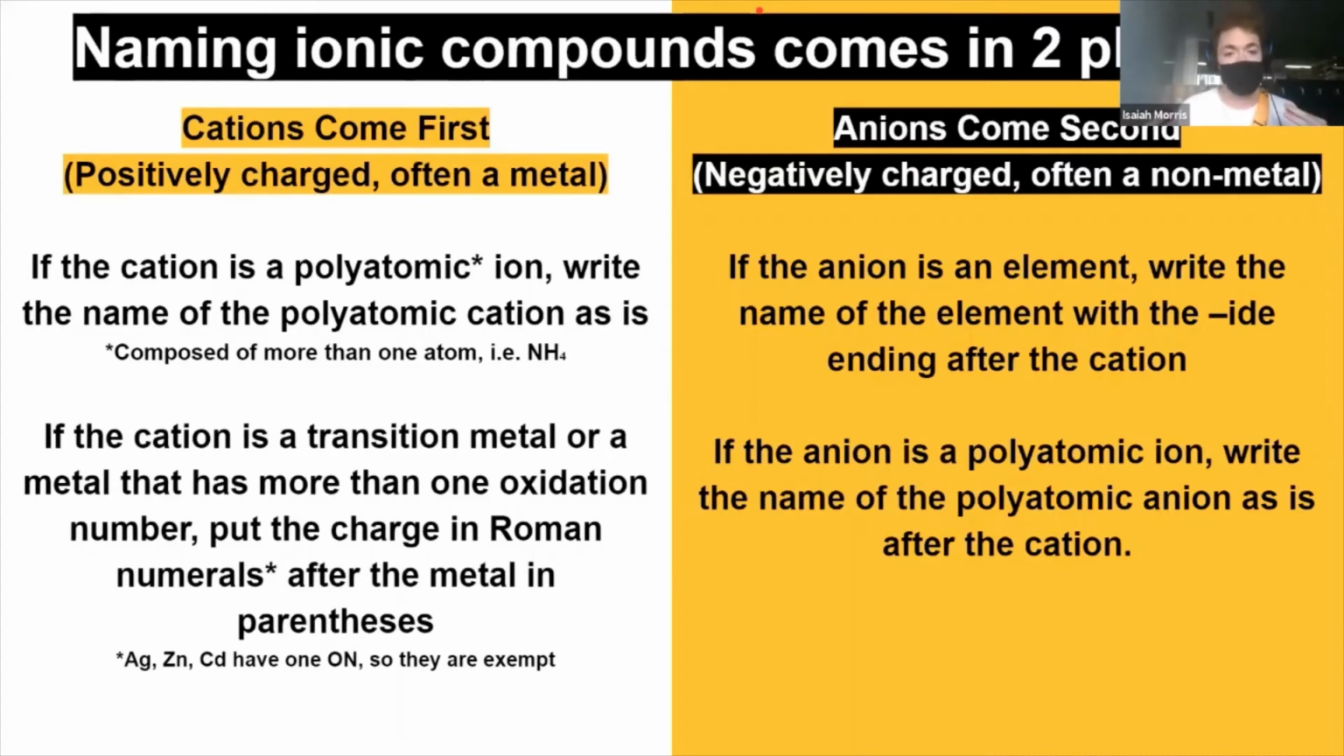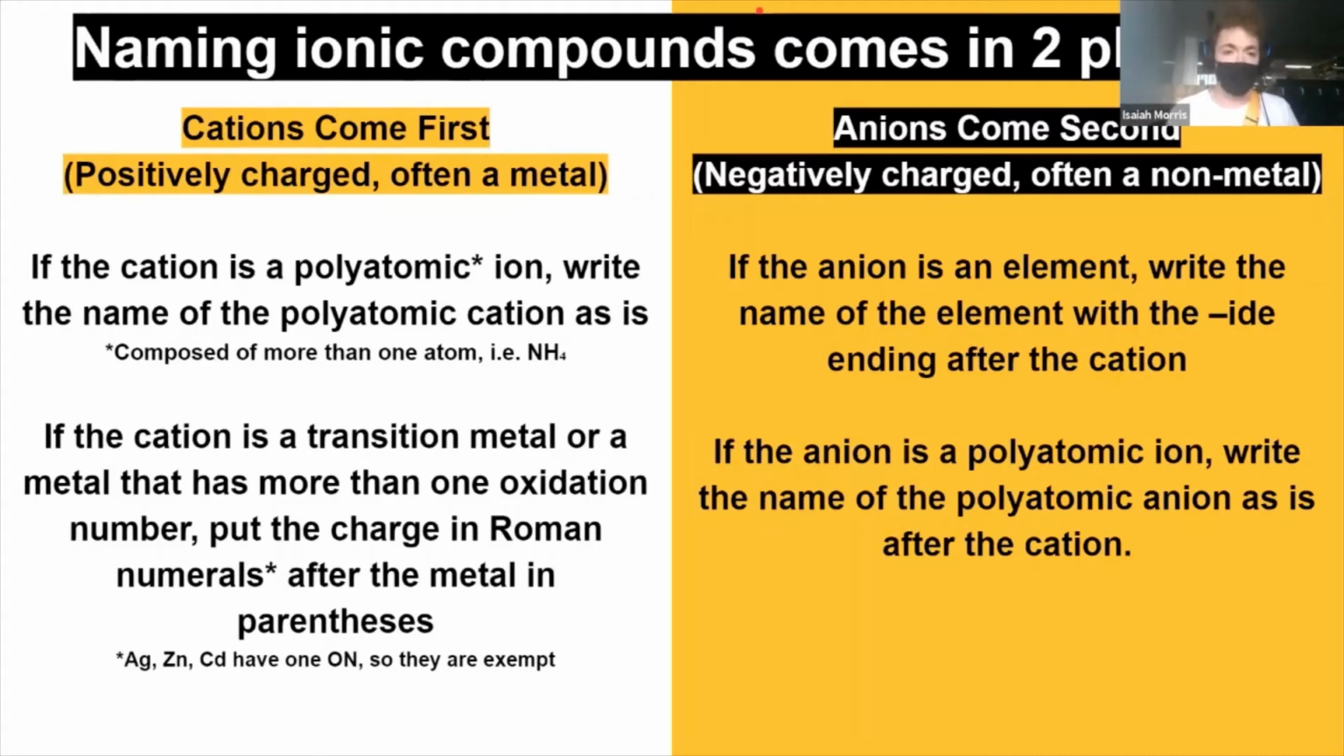Starting off with this, it's good to know that naming ionic compounds comes in strictly 2 phases. First, you always want to start with the cation. A good thing to remember is that cations come first. Cation starts with a C. It's positively charged and often a metal. Two general rules of thumb: if the cation is a polyatomic ion, which essentially just means the ion is composed of more than one atom, i.e., ammonium, you write the name of the polyatomic cation as is. But if the cation is a transition metal, or a metal that has more than one oxidation number, you put the charge in Roman numerals after the metal in parentheses. As you can see on the bottom, there are some exceptions to this, but that's the general rule of thumb.